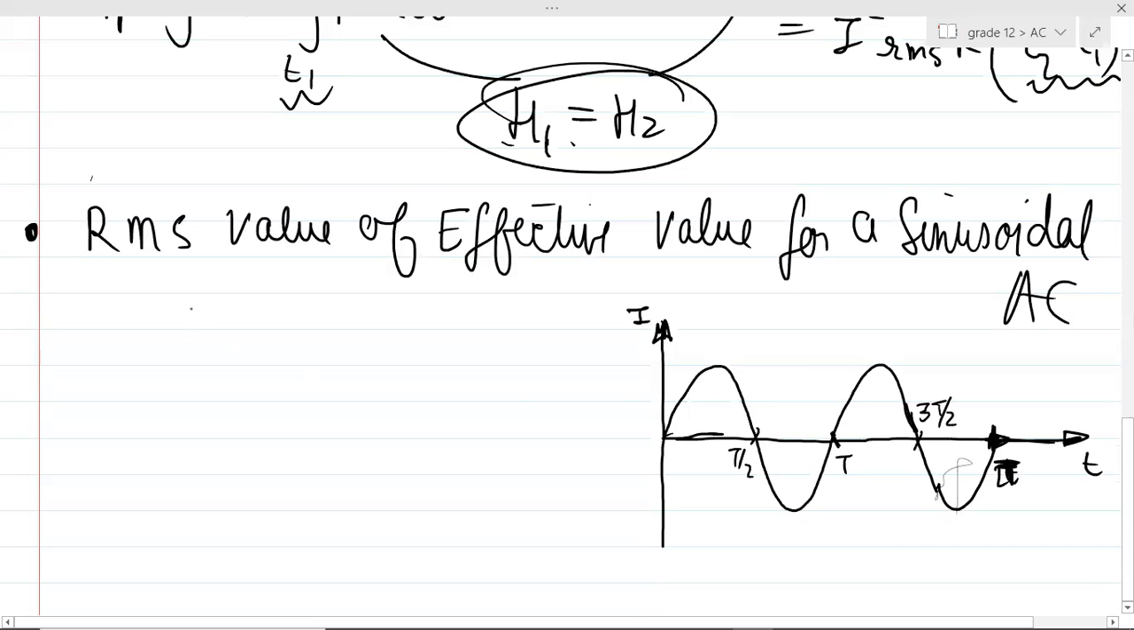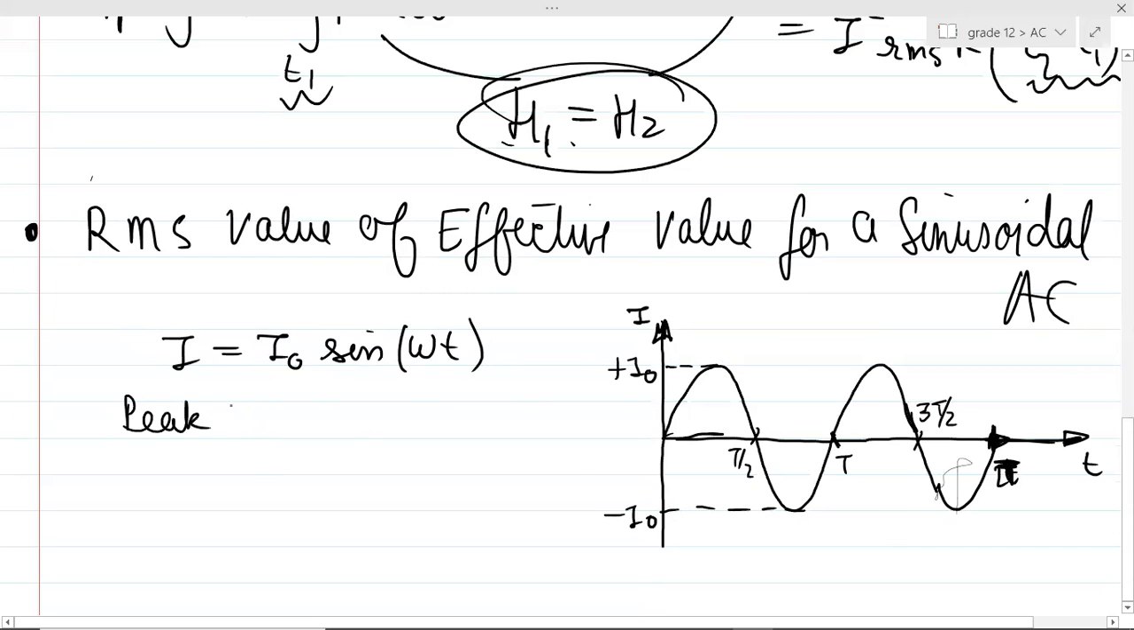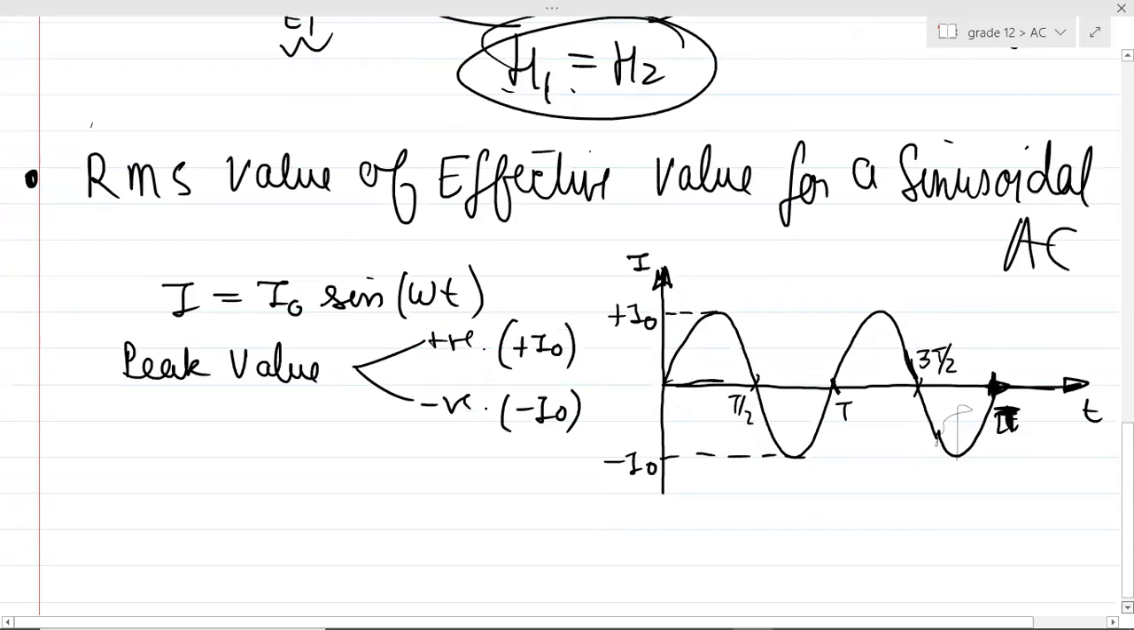So this is a sinusoidal AC, and for the sinusoidal AC, what is the equation? I is equal to I naught sine omega t, right? Can you see over here the peak value can be both positive as well as negative? It can be plus I naught and it can be minus I naught in both the cases, right? What will happen when you square it?